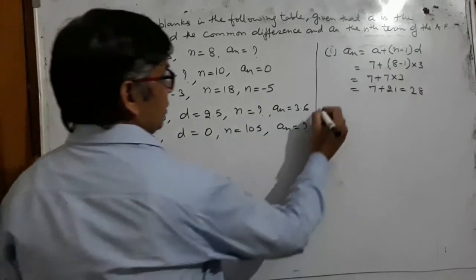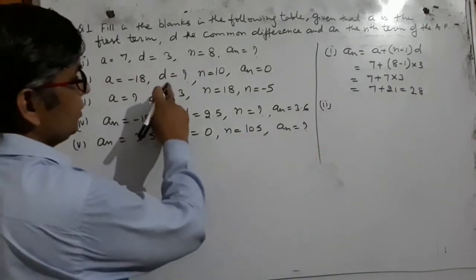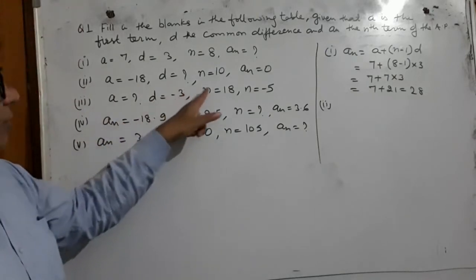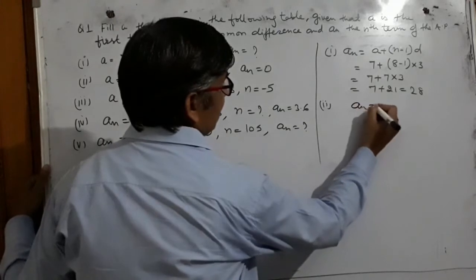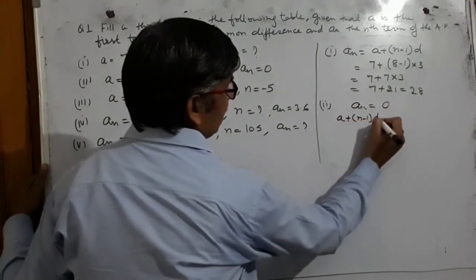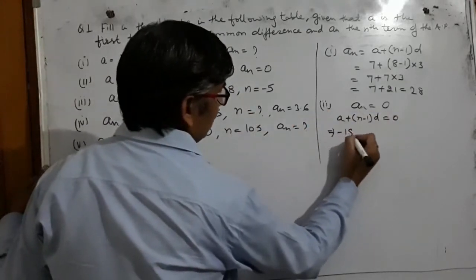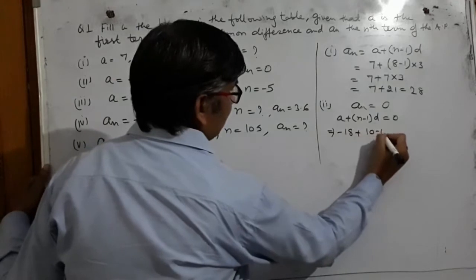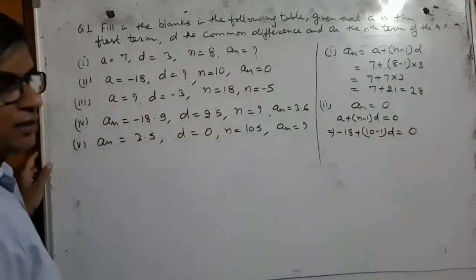Okay. Number second, A is minus 18, D we have to find, n is 10 and an is 0. An equals to 0. So A plus n minus 1 into D equals to 0. A is minus 18, n is 10, D we have to find and an is 0.